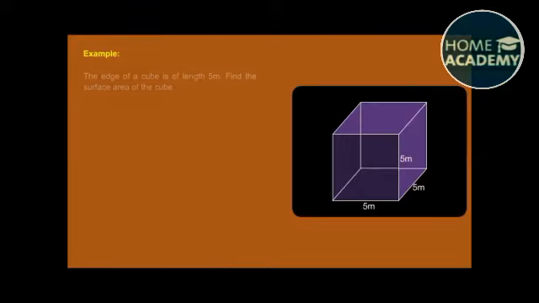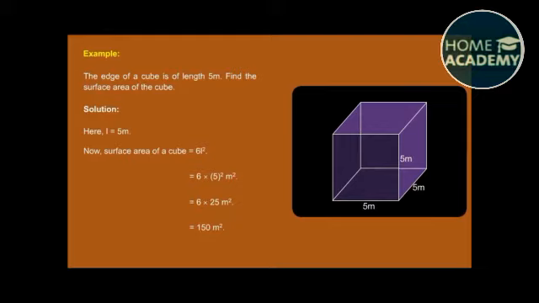Example: the edge of a cube is of length 5 meter. Find the surface area of the cube. Solution: here L is equal to 5 meter. Now, the surface area of a cube is equal to 6L square, which is equal to 6 into 5 whole square meter square, which is equal to 6 into 25 meter square, which is equal to 150 meter square.